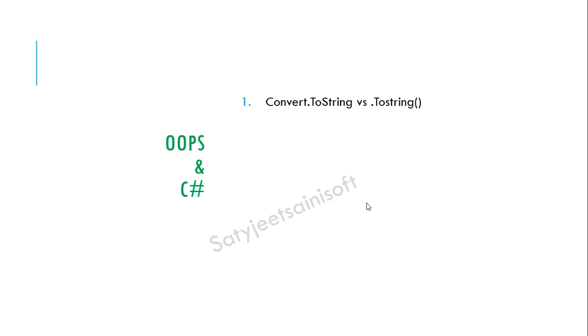On the OOPs and C# side, they asked me Convert.ToString versus ToString. Convert.ToString basically handles the null exception, but ToString throws the exception. The other one is how to deploy a normal application without Azure, because I think they are not working on Azure, but they want to know how, before Azure, we were deploying things onto the IIS server. So you need to explain the things.